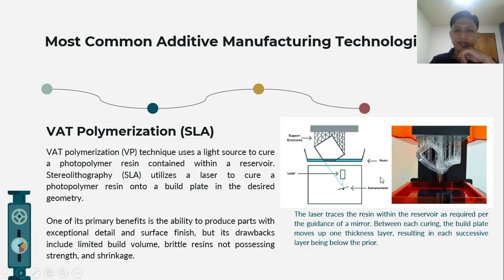So as we can see in the right image, we have a laser which points to a mirror, and this mirror relays the laser beam into the resin, and once the laser contacts the resin, it cures the resin and forms a solid. And once a layer is finished, the build plate is moved upwards, but in a gradual manner.